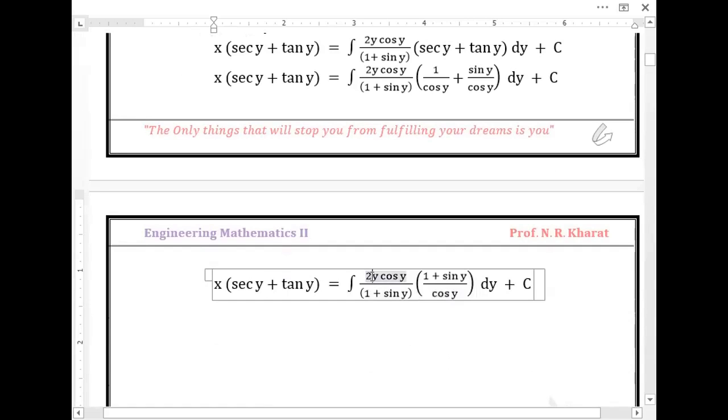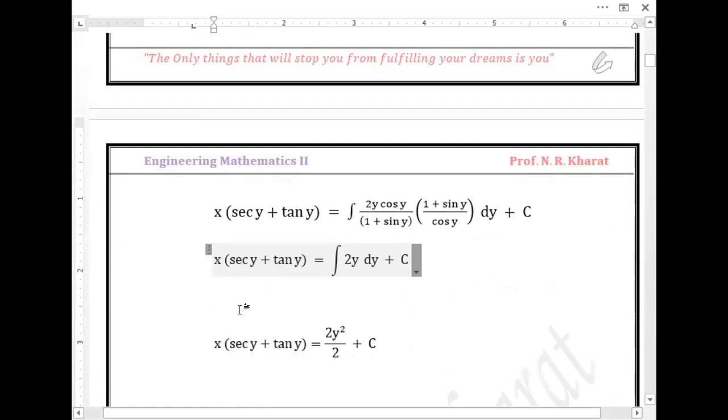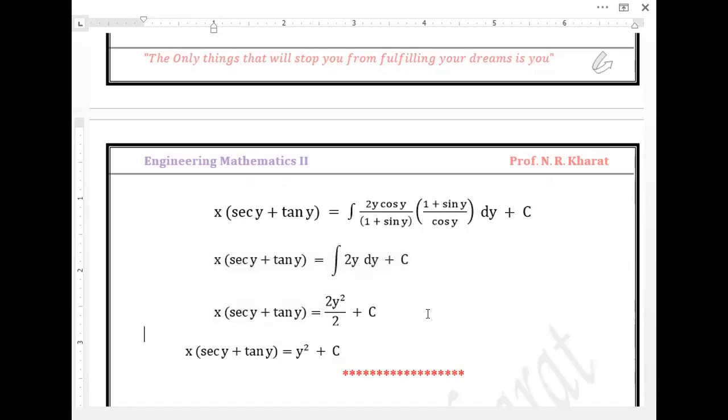We got only 2y, and we have to take the integration of 2y with respect to y. This is the simplified form after cancelling 1 + sin y and cos y. The integration of y is y squared upon 2, and that 2 cancels. We get the final solution of this differential equation: x into (sec y + tan y) is equal to y squared plus c, which is the general solution of the given differential equation, which is solved.